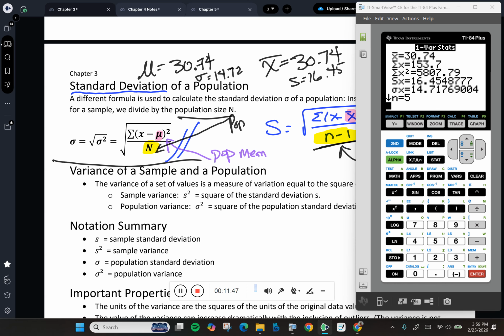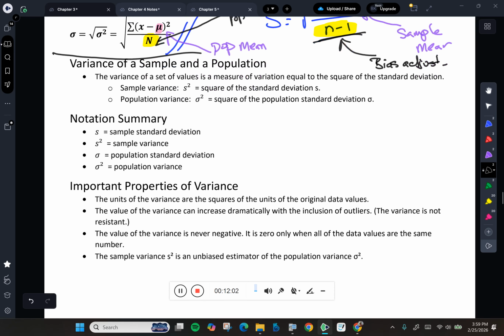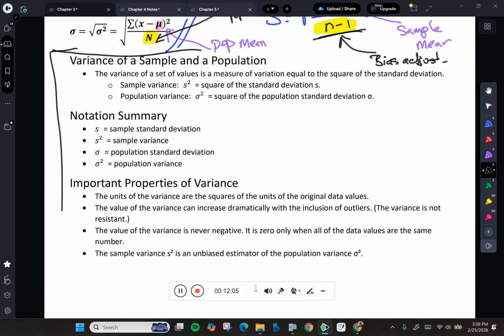And we just have to interpret it. The calculator is a dumb tool. It does things that it can do really, really well, but we still need someone with brains on this side of it to interpret what it's telling us. Okay? All right, the variance.